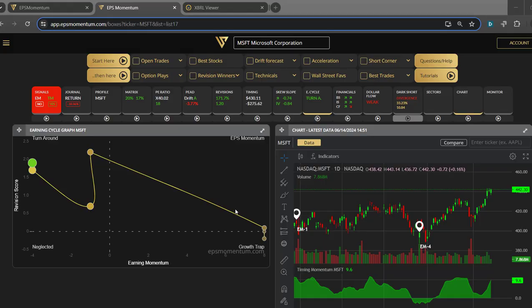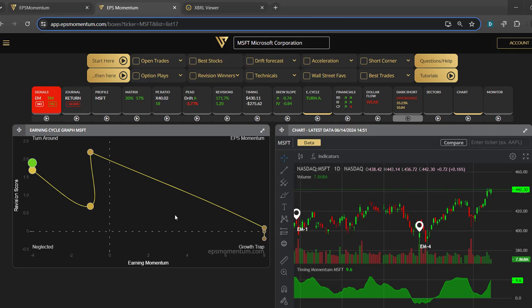Let's talk about the earning cycle. The earning cycle is a widget we have on EPSMomentum, and it tries to explain or paint a story of the stock's earnings and revisions over time. You have this 4-quadrant visual with turnaround, EPS momentum, growth trap, and neglected. It plots the earning momentum and revision score on a 2-dimensional chart.